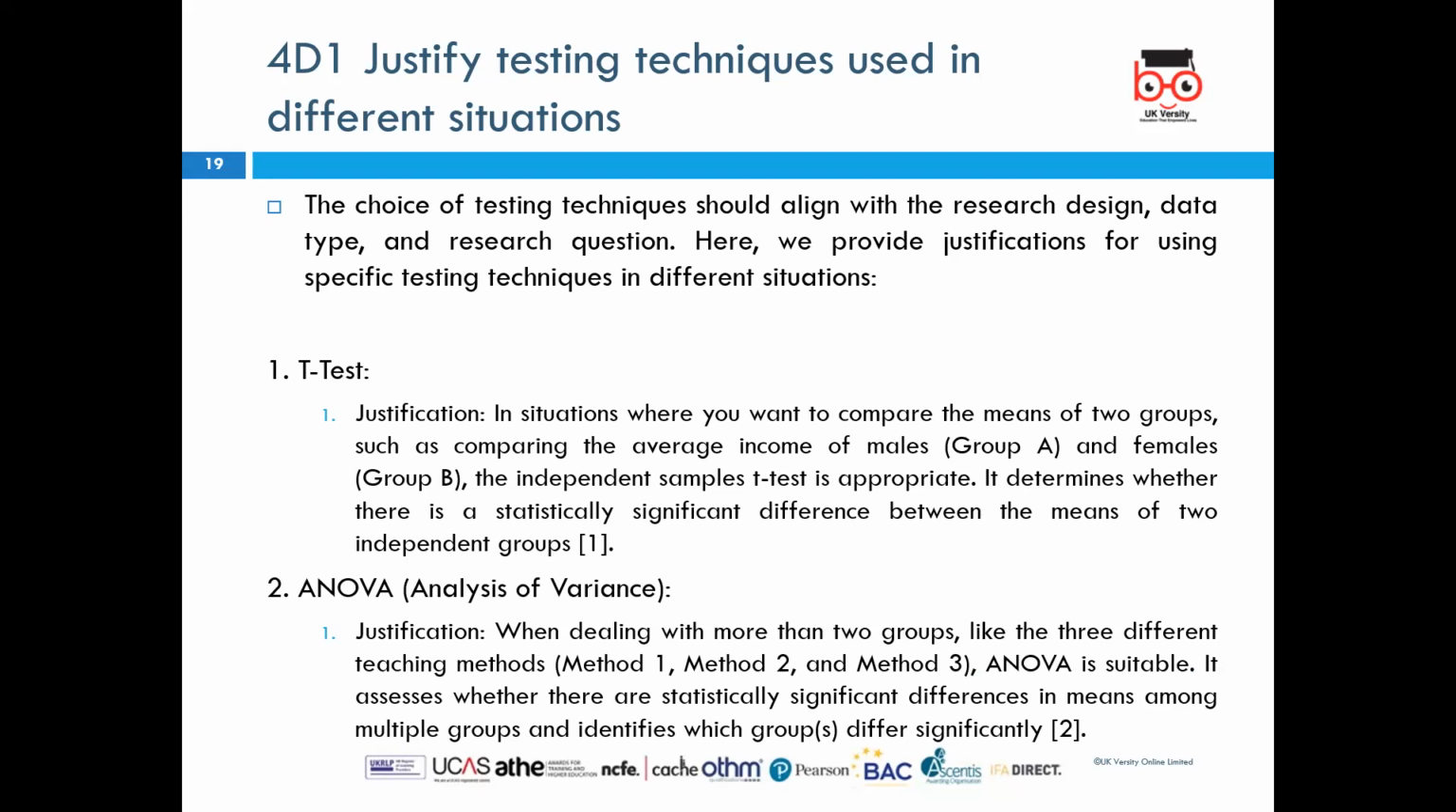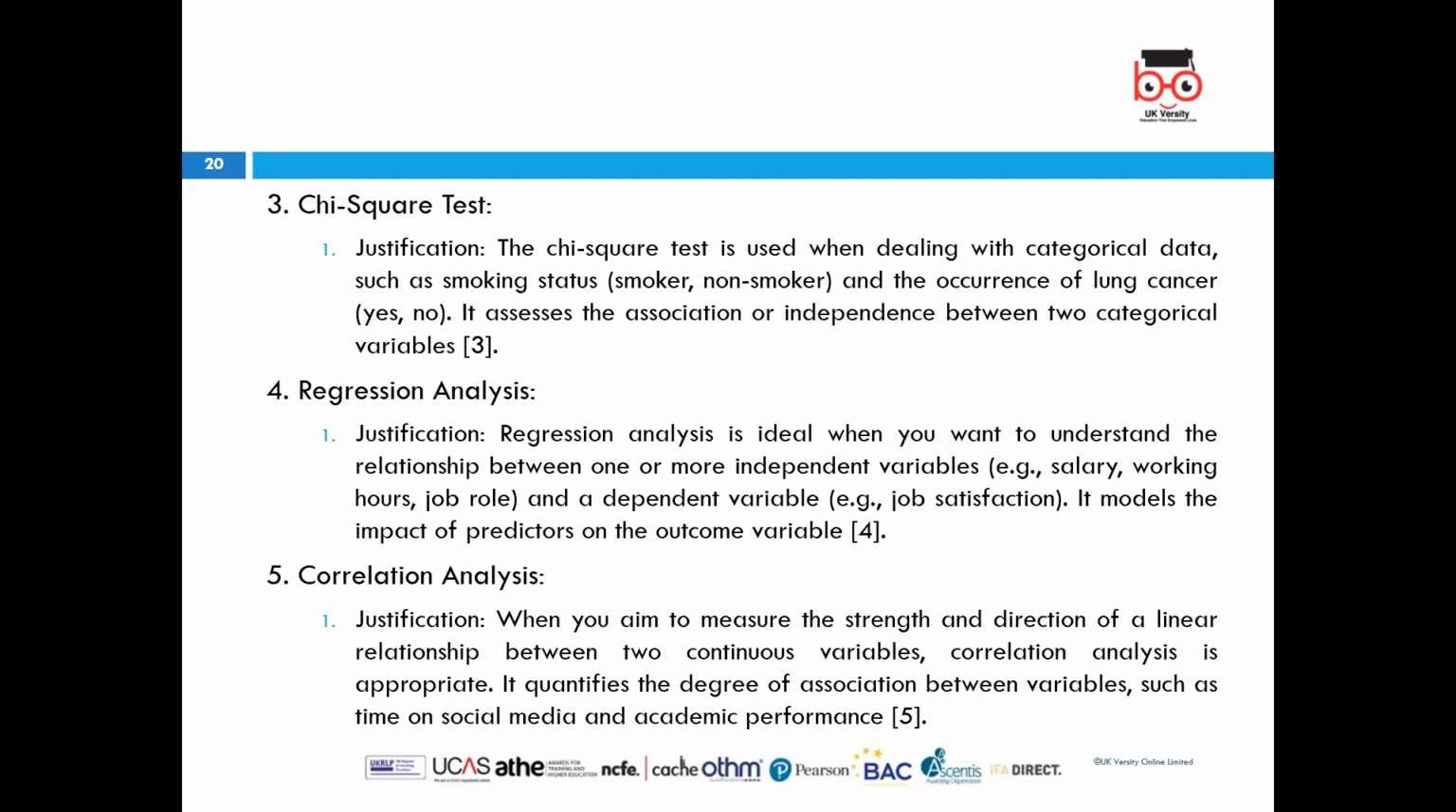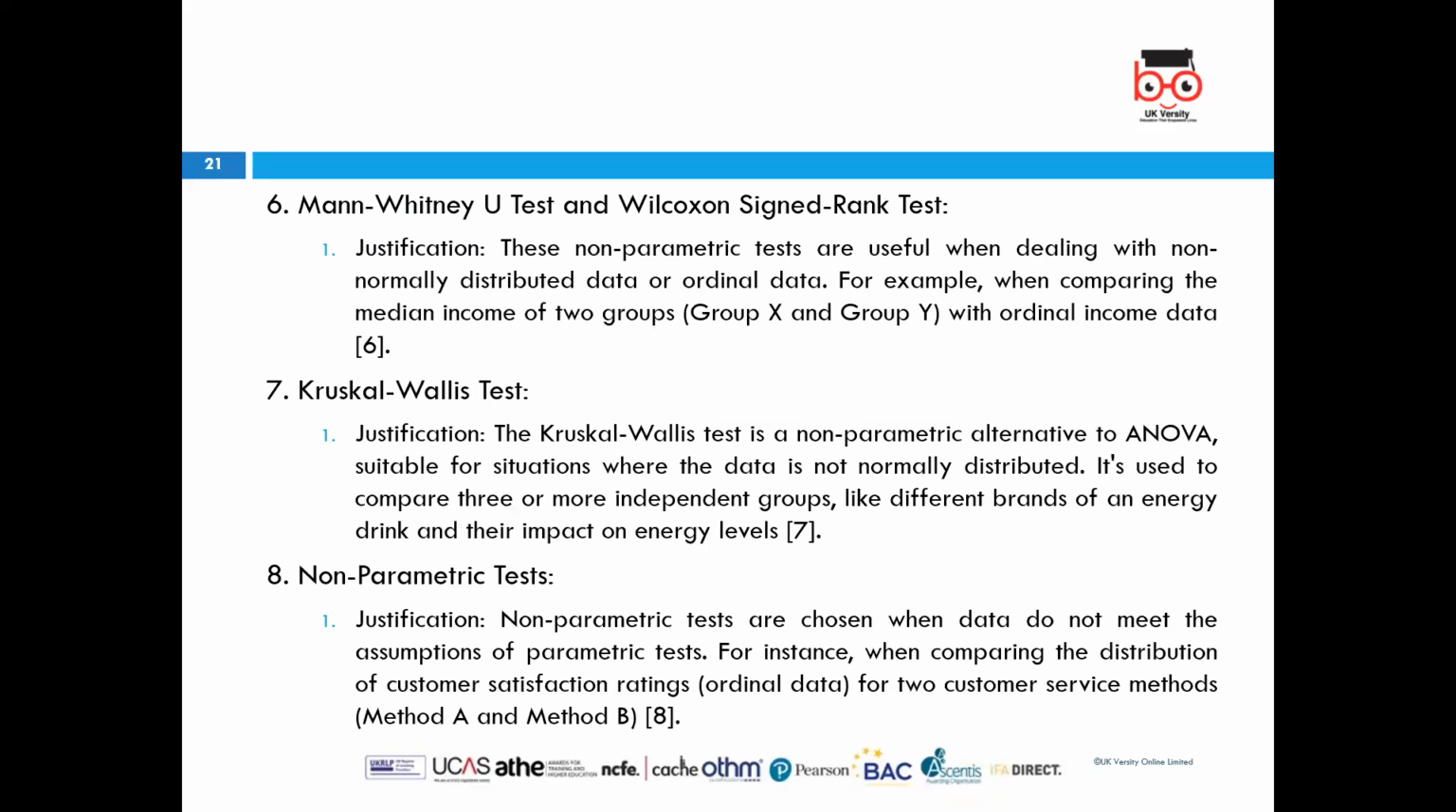So next we look into the different testing techniques used in different situations. So here again, we use the different tests such as the t-test, ANOVA, and the chi-square test. We already discussed these in detail earlier. Then you have the scenario and the justification: the regression analysis, the correlation analysis. You have the Mann-Whitney U test and Wilcoxon. So here the justification could be these non-parametric tests are useful when dealing with non-normally distributed data or ordinal data.